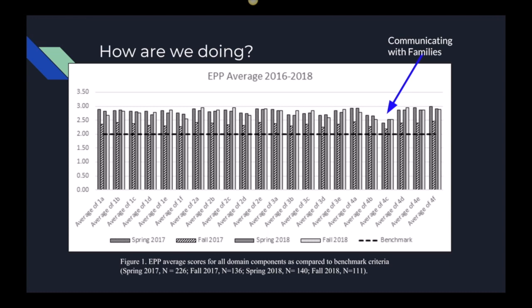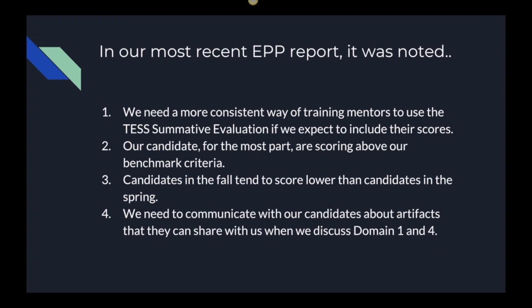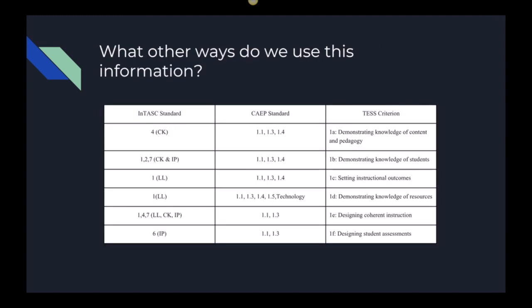and then how do we demonstrate our communication? In our most recent EPP report, it was noted we need a more consistent way of training mentors to use TESS Summative Evaluation if we expect to include their scores. Our candidates, for the most part, are scoring above our benchmark criteria. Candidates in the fall tend to score lower than candidates in the spring, and we need to communicate with our candidates about artifacts that they can share with us when we discuss domains 1 and 4, which typically are looking at off-stage behaviors.